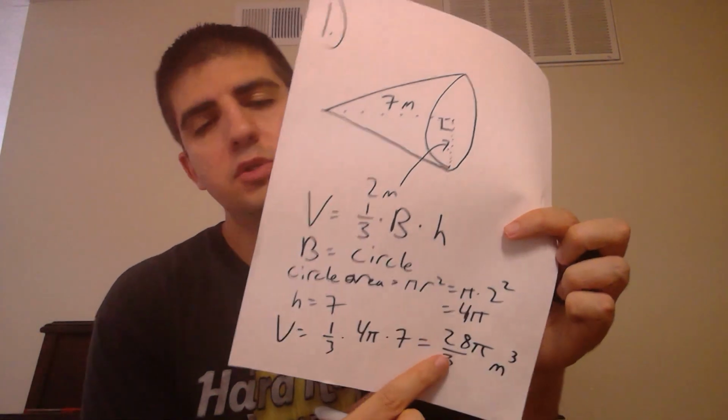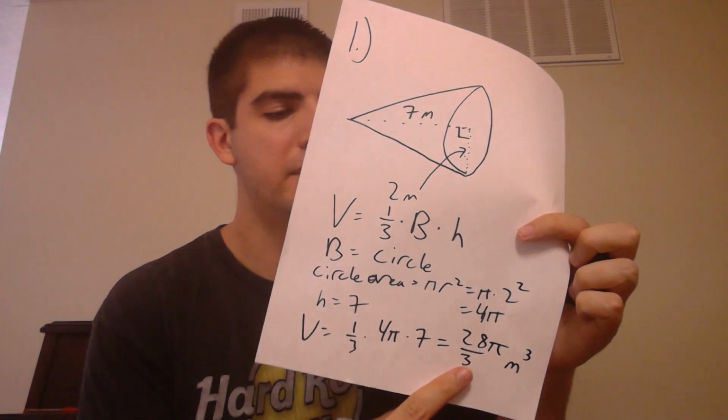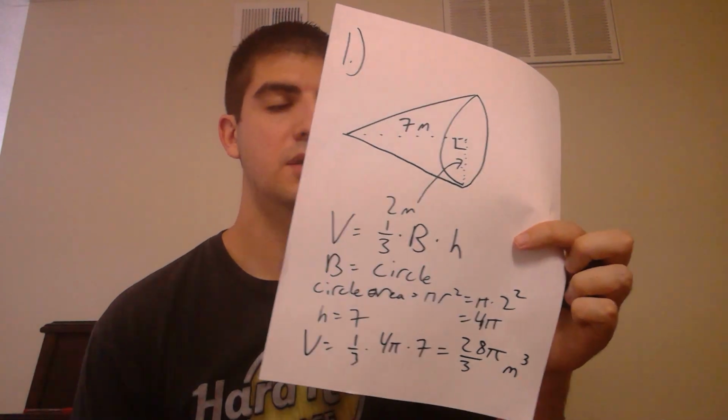Pi is still up there. And this should be meters cubed because we're in 3 dimensions. And again, if you want to use your calculator and turn that into a decimal, that's fine, but that's a perfectly reasonable answer as well. So again, we're trying to find the volume.